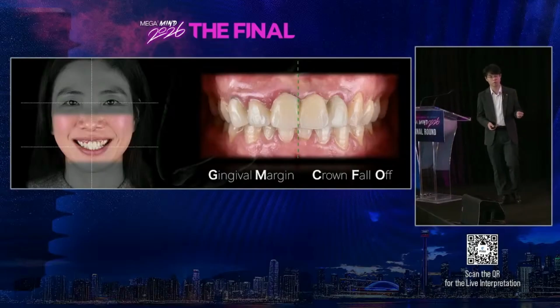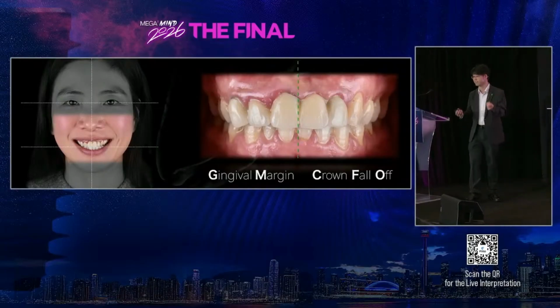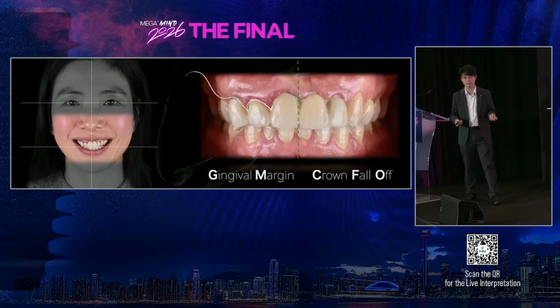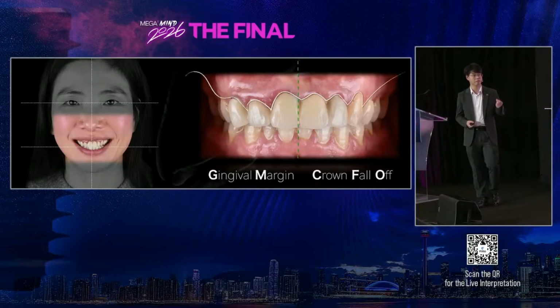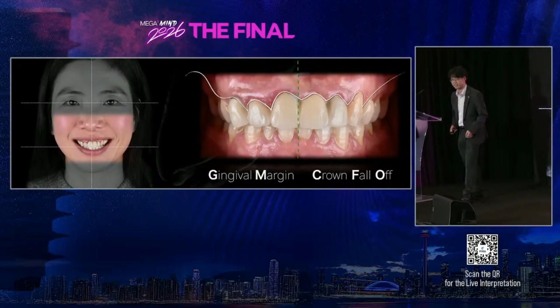This crown was made 5 years ago, but 1 week ago she had an accident on an e-bike, and this crown fell off. So I bonded it temporarily with the 17. We can see the gingival margin was not symmetrical on the left and right side.